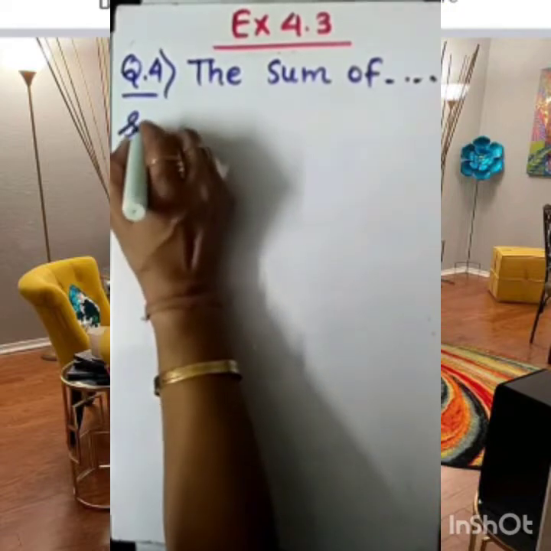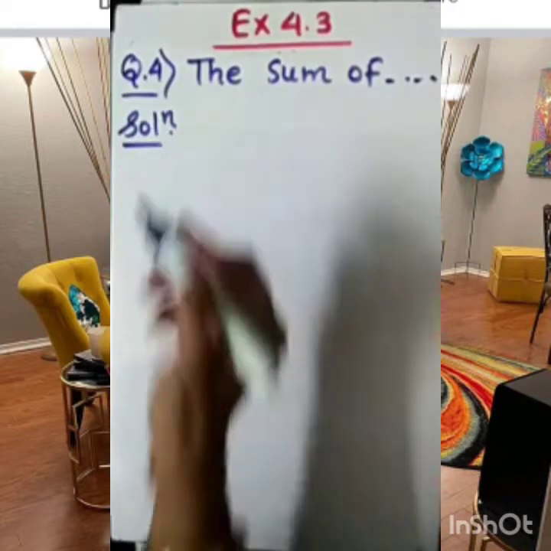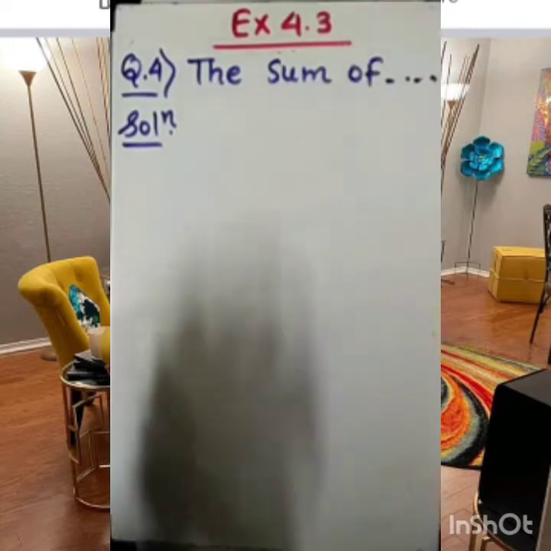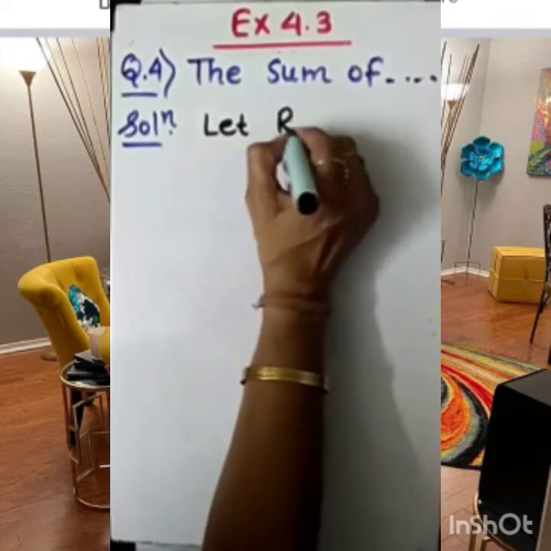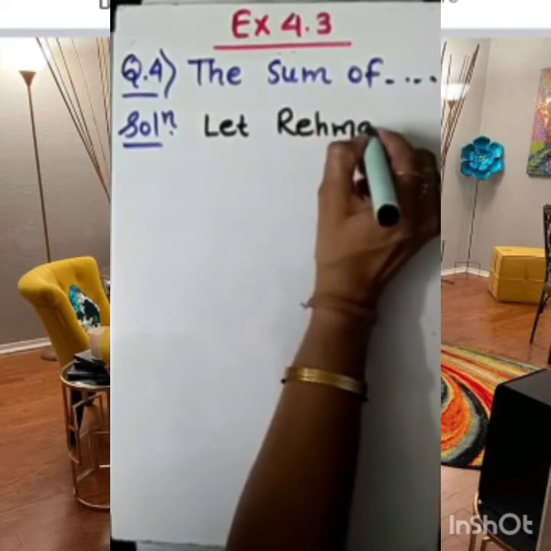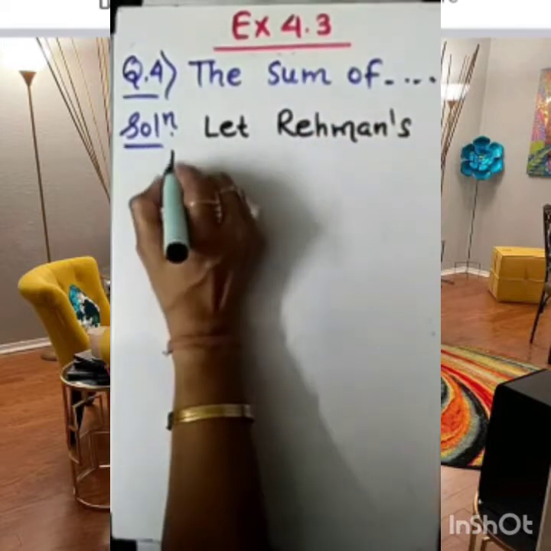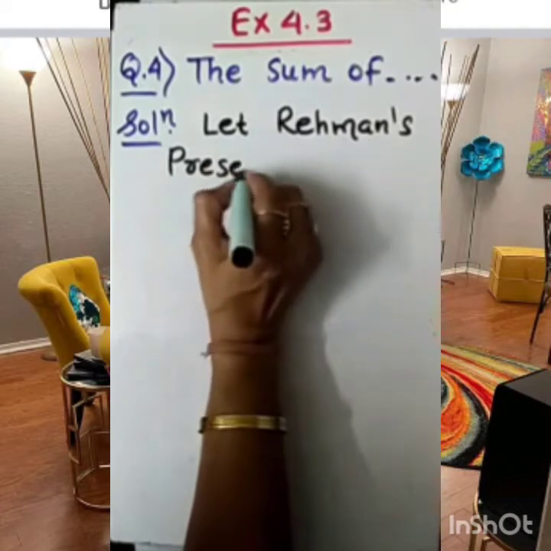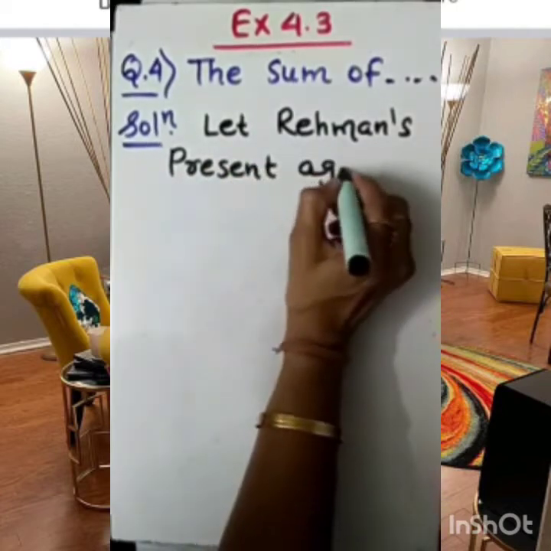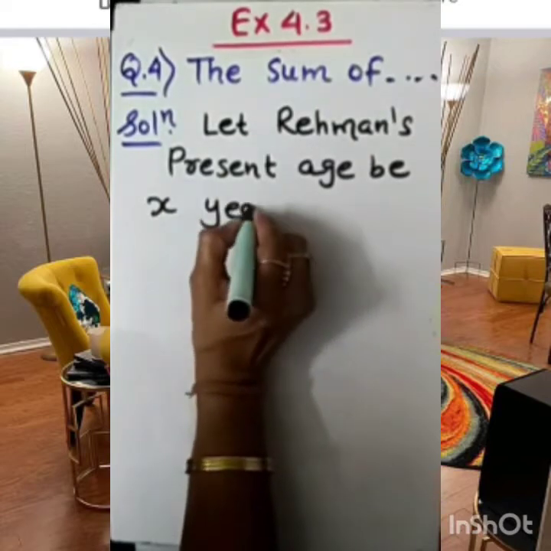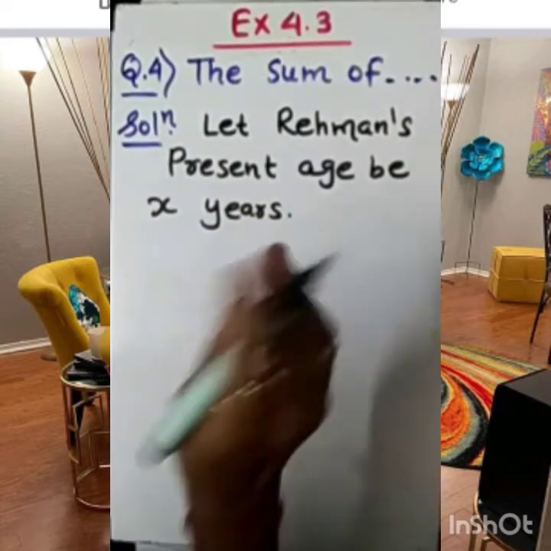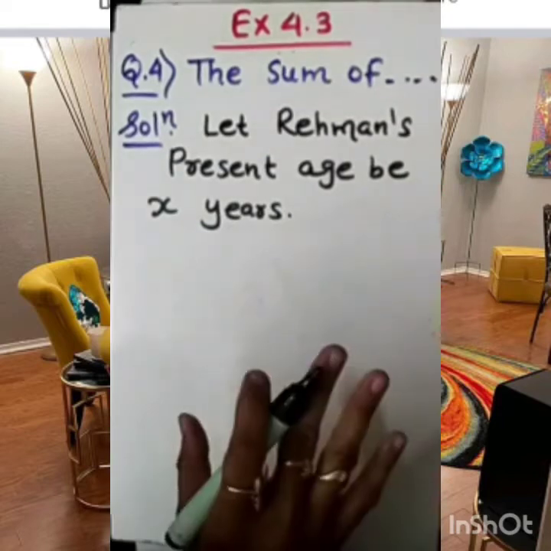Let Rahman's present age be X years. Let's begin the solution. Let Rahman's present age be X years. That we are considering as X years. Now, according to the question, let's form an equation.